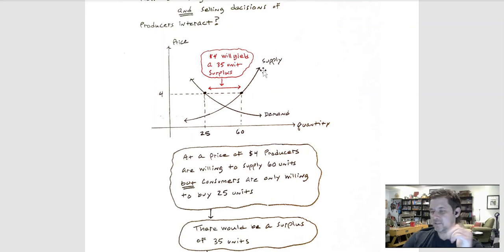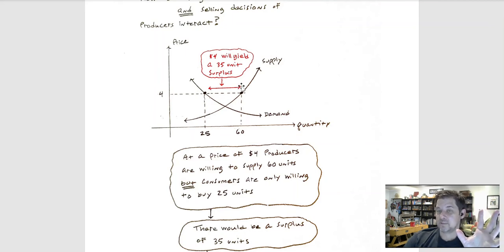Well, they have a different incentive, okay? But anyway, so there we have it. We have a difference there in, for one singular price, how much consumers are willing to buy and how much producers are willing to supply. And what that would be is a surplus, okay?